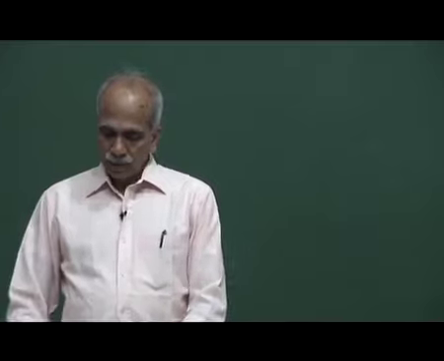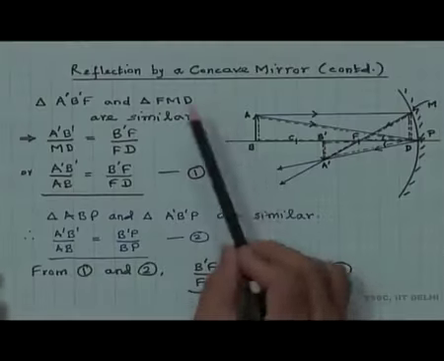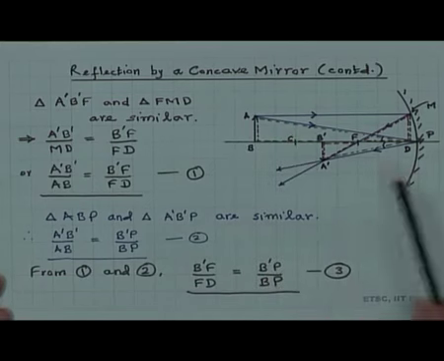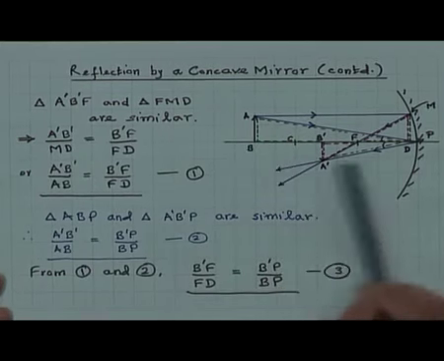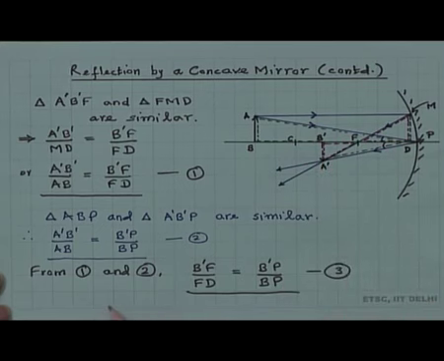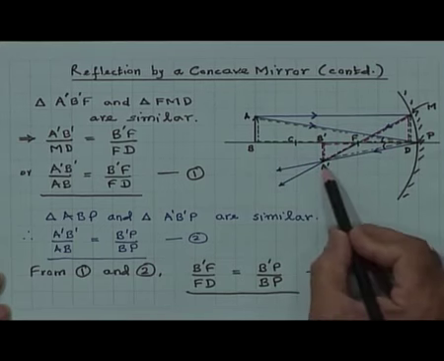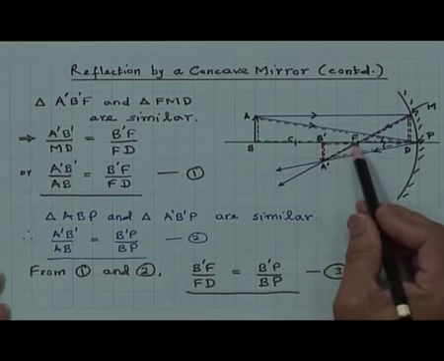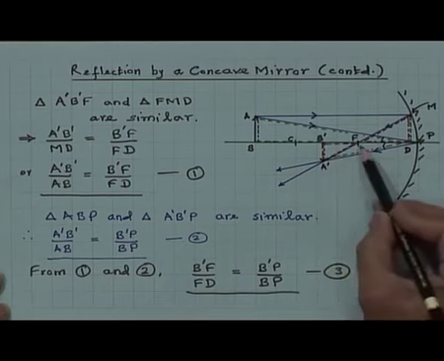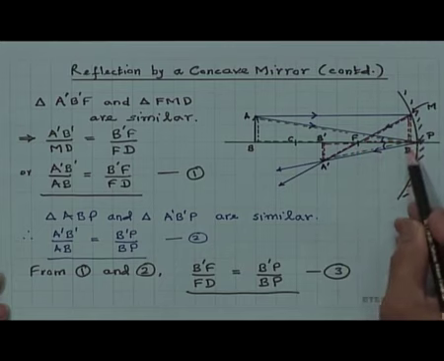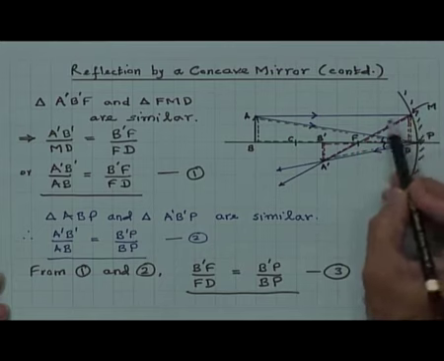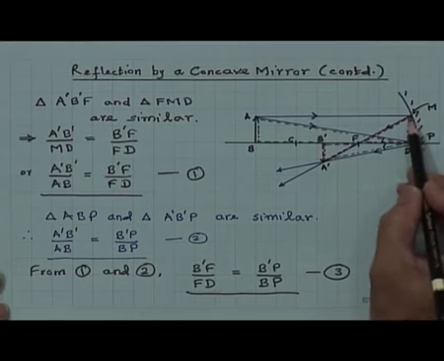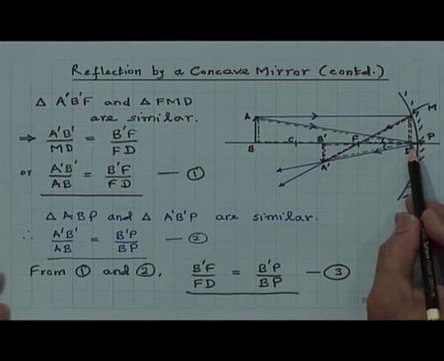So, coming back, reflection by the concave mirror, look at this diagram. This is the ray diagram. I have marked with the dotted lines to identify certain triangles. First, the triangle A dash B dash F, this triangle here, and triangle F M D. M is the point here where the parallel ray is incident, D is the point here where a perpendicular is dropped on the principal axis.